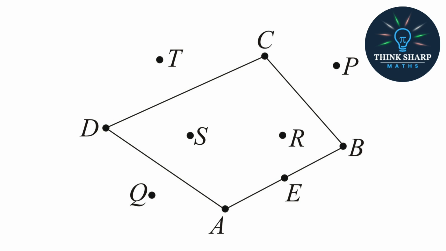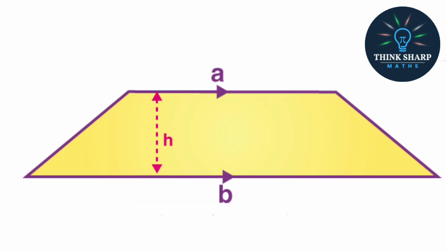The points which are outside the quadrilateral are T, P and Q. So these are called the exterior of the quadrilateral. Those which are on the quadrilateral are A, B, C, D and E. So 3 things we are learning here: interior, exterior and on. So one quadrilateral divides the plane into three parts. One is interior, one is exterior and the third one is on the quadrilateral.